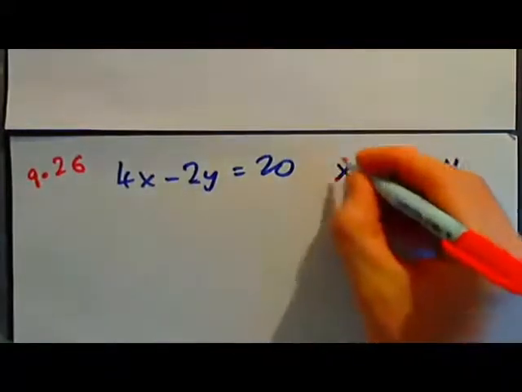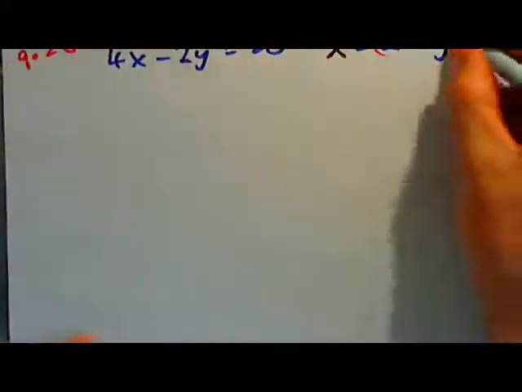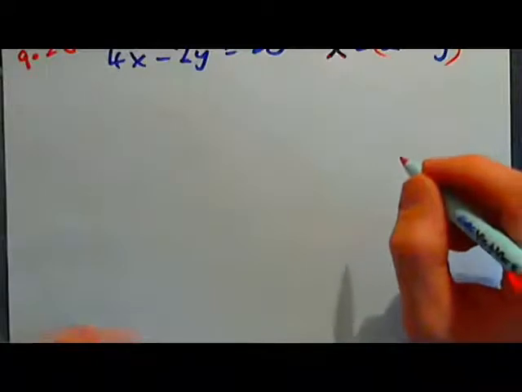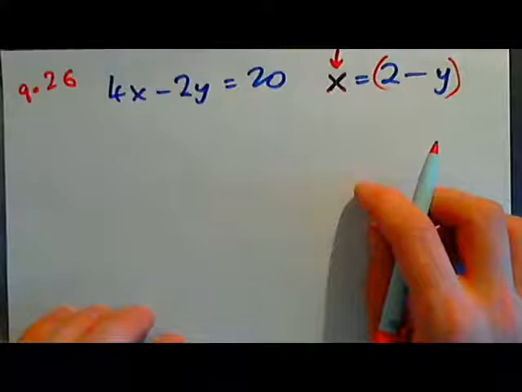Right. You already have this x by itself, as it happens. Okay, so do I want to substitute that for the 4x? And then distribute it to the... yeah. 2 minus y? Let's see.